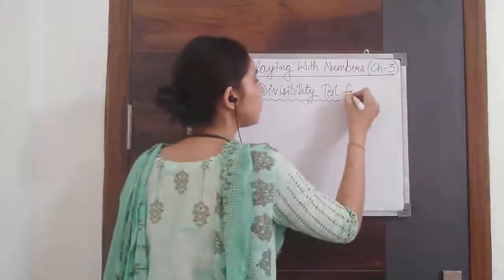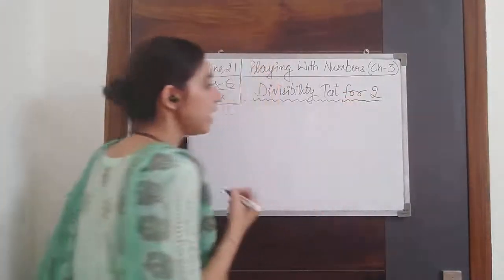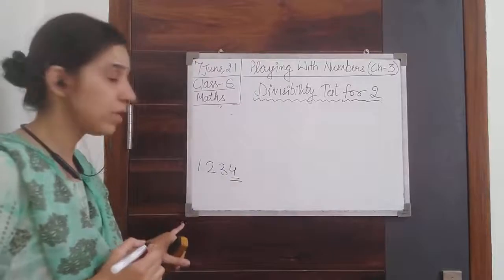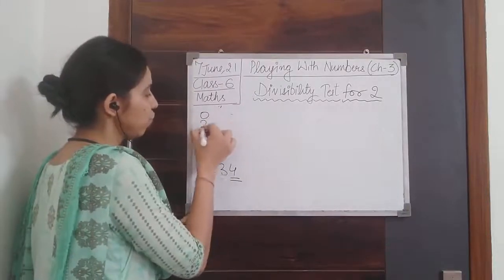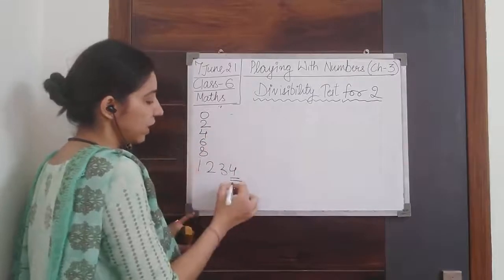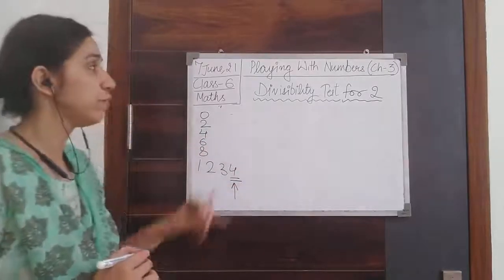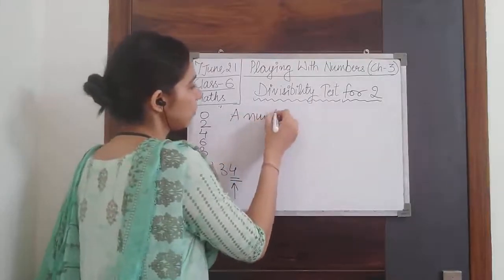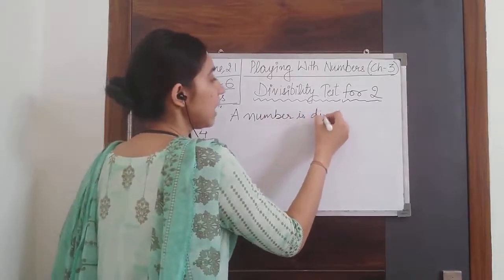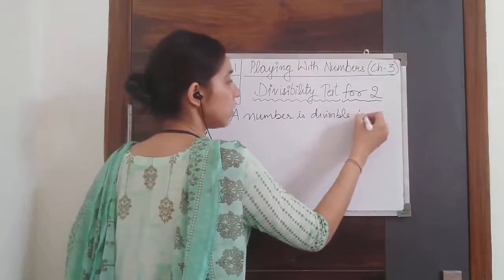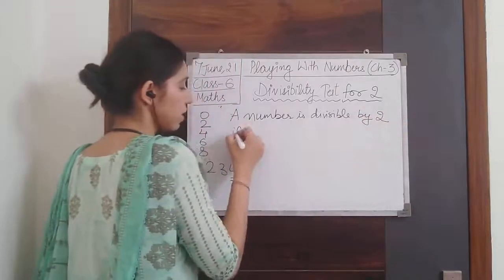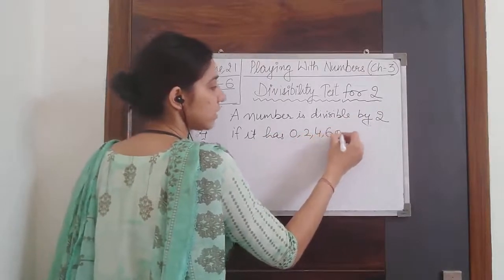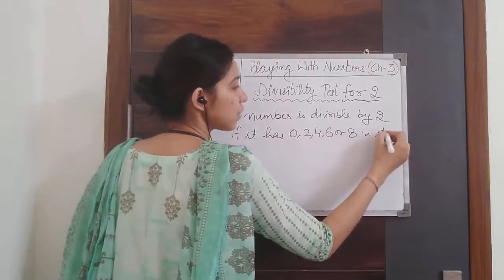Divisibility test for 2 says that if a number has 0, 2, 4, 6 or 8 in its ones place, then that number will be divisible by 2. It says that a number is divisible by 2 if it has 0, 2, 4, 6 or 8 in its ones place.